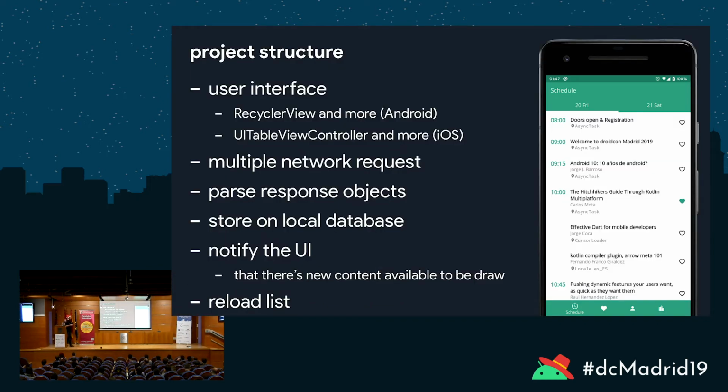So the application is quite simple. We've got a recycler view. In the case of iOS, we've got a UITableViewController. I'm making multiple network requests to get the schedule, the speakers, the sessions information, everything. I'm also parsing these responses, storing them in the local database, and then notifying the UI and reloading the entire components.